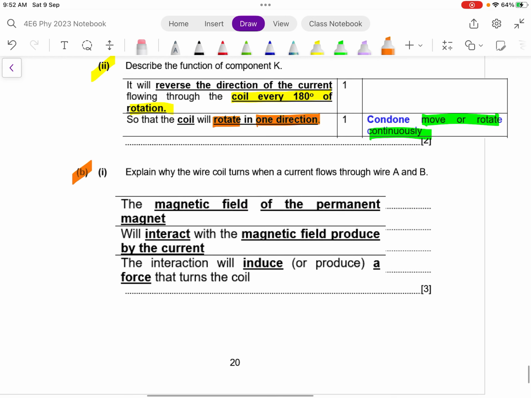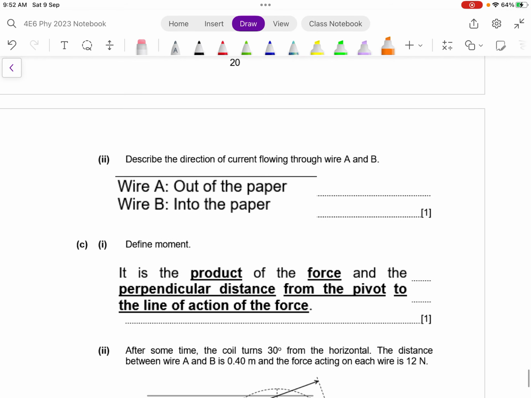For B part 1, most of you are able to give a very good answer, and most of you are scoring 3 out of 3. So good job in your preparation. For part 2, some of you maybe didn't read the question correctly. We are actually asking you about the direction of current.